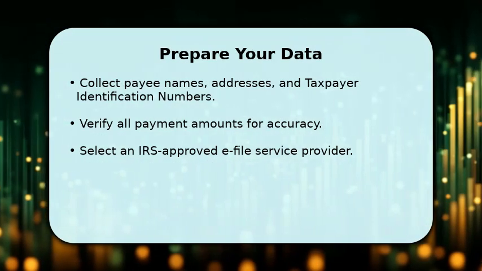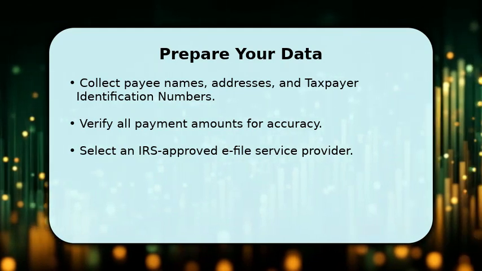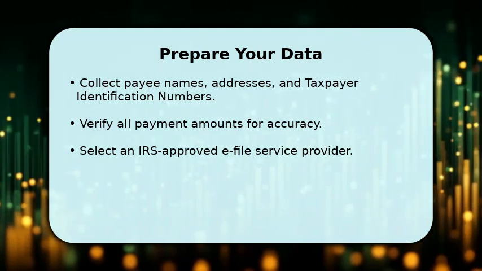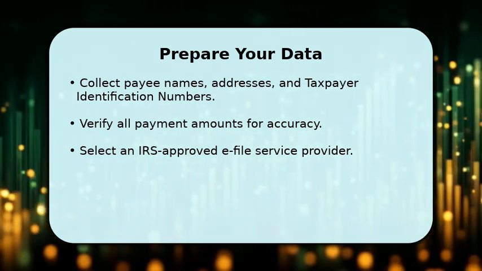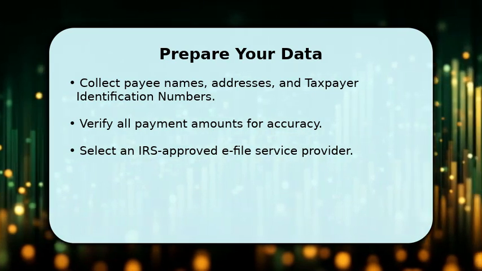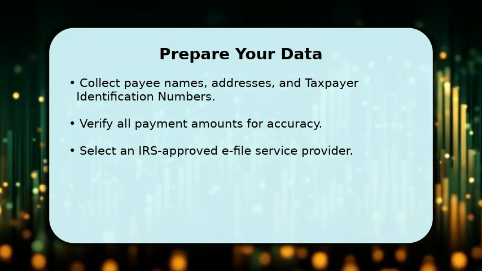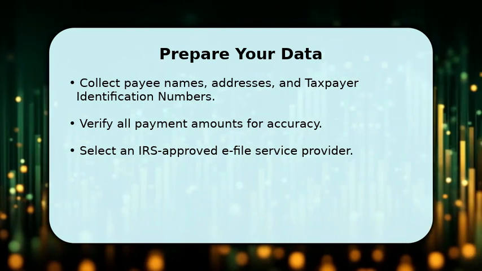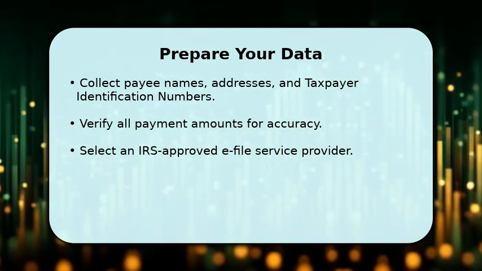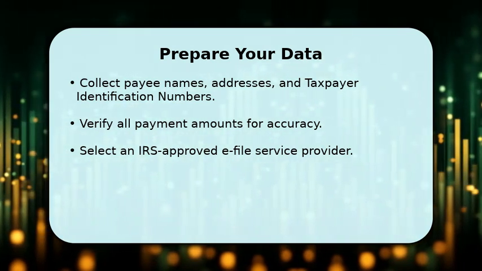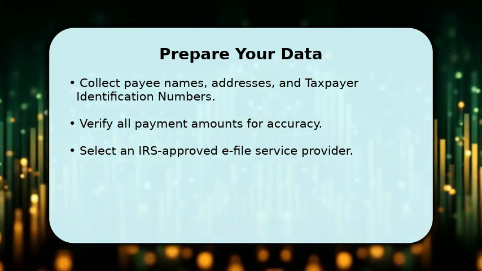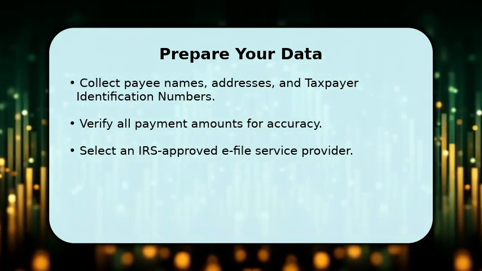Before you begin the electronic filing process, gather all essential information for each payee. This includes their full name, complete address, and their taxpayer identification number, which is usually a social security number or employer identification number. Double-check all payment amounts to ensure they are correct. Finally, choose an IRS-approved e-file provider or software to facilitate your submission.